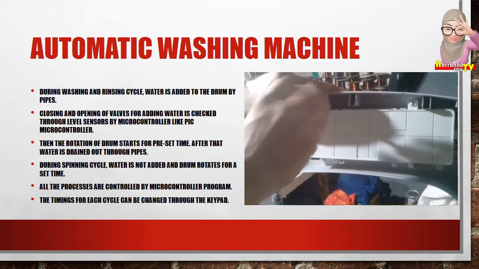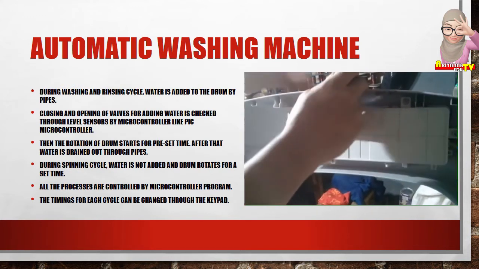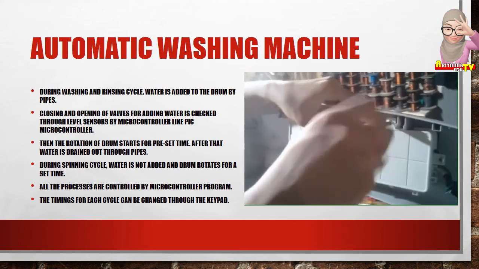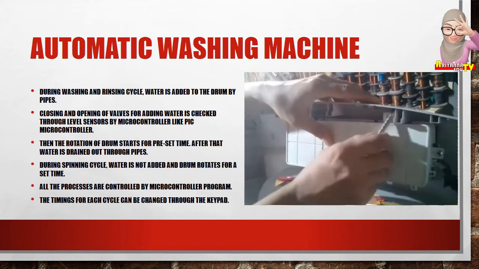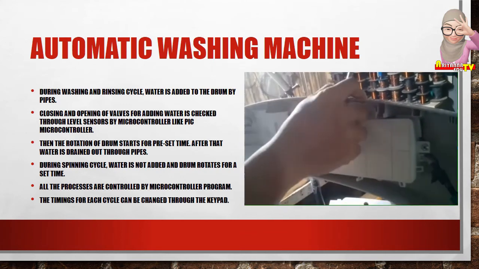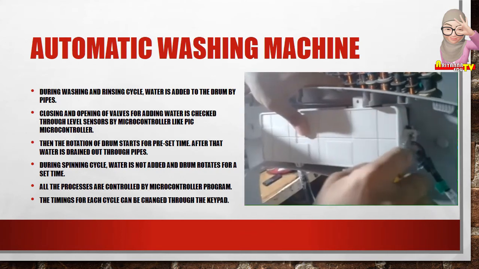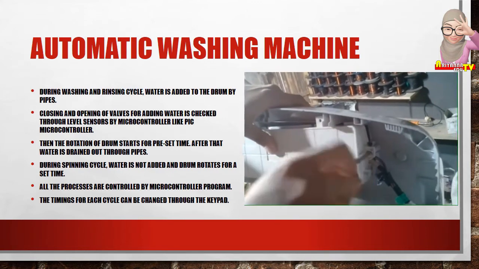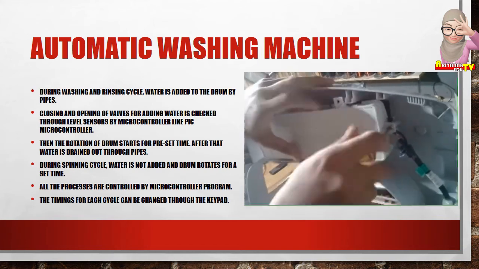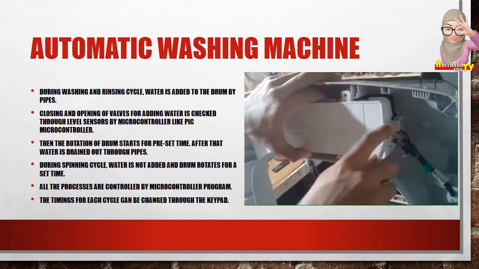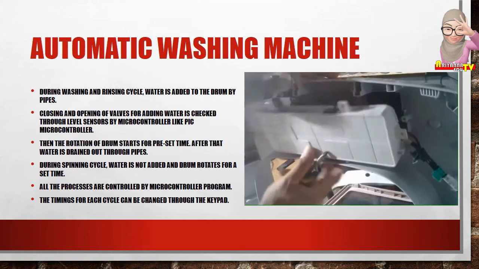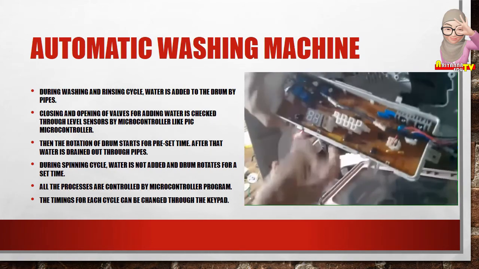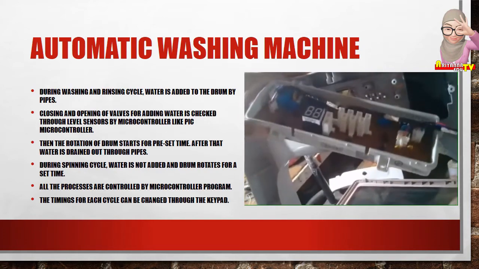During the washing and rinsing cycle, water is added to the drum by pipes. Closing and opening of valves for adding water is checked through level sensors by a microcontroller like the PIC microcontroller. Then the rotation of the drum starts for a preset time. After that, water is drained out through pipes. During the spinning cycle, water is not added and the drum rotates for a set time. All the processes are controlled by the microcontroller program. The timings for each cycle can be changed through the keypad.